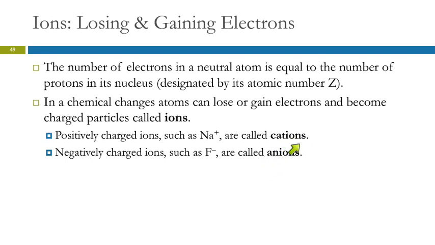They both end with ion, right? So there's an N in both of them. But anion has an extra N, and anions are negative. F minus is an anion. It has a negative charge because it's gained an electron. Any questions?